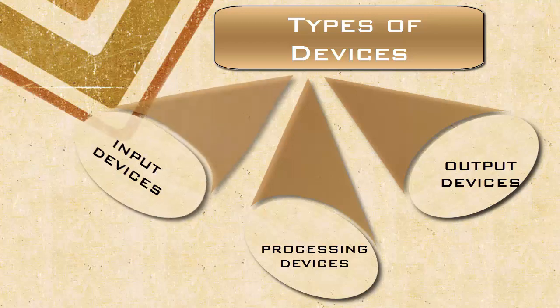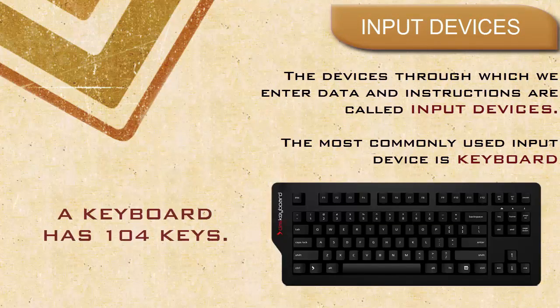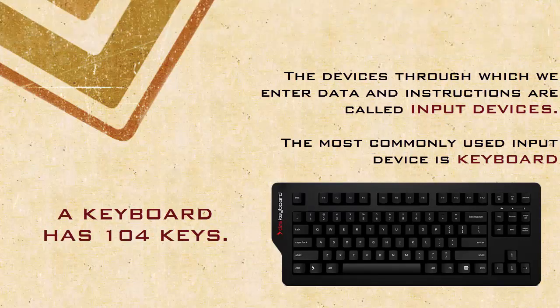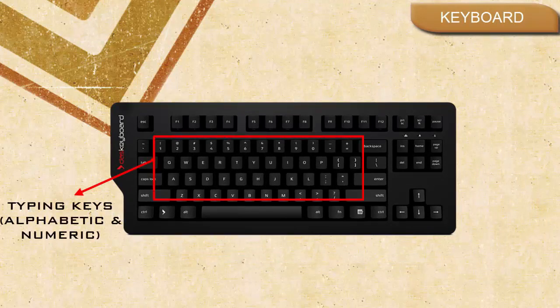So let's talk about input devices. The devices through which we enter data and instructions are called input devices. The most commonly used input device is the keyboard. Now, in a keyboard, we have four types of keys. First, typing keys. In typing keys, we have alphabetic and numeric keys.